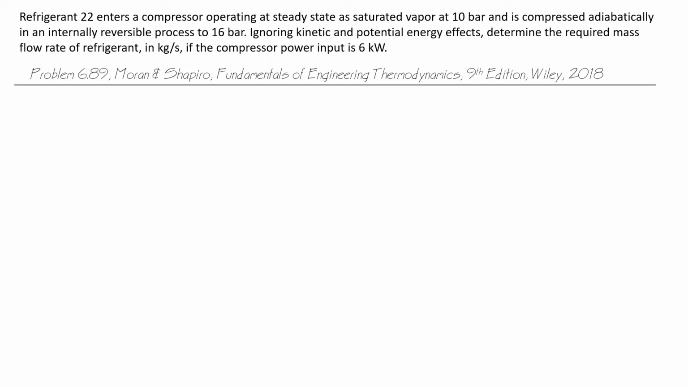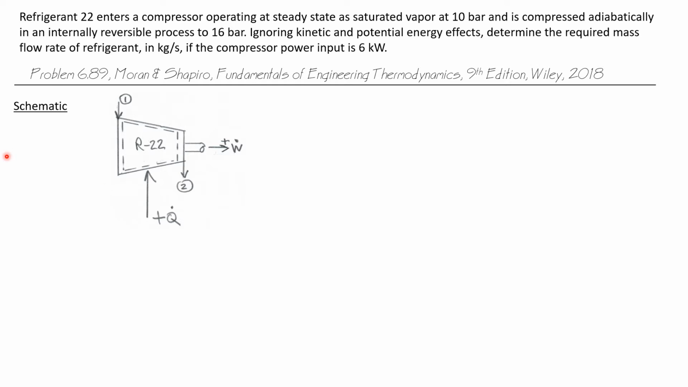Refrigerant 22 enters a compressor operating at steady state, a saturated vapor at 10 bar, and it's compressed adiabatically in an internally reversible process to 16 bar. Ignoring kinetic and potential energy effects, determine the required mass flow rate of refrigerant in kilograms per second if the compressor power input is 6 kilowatts.